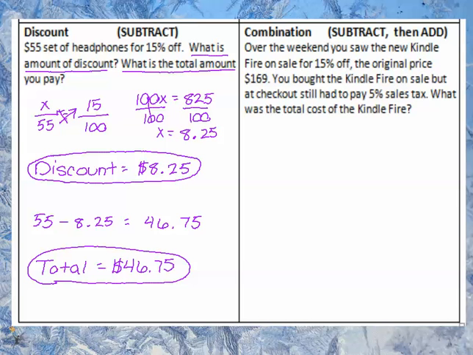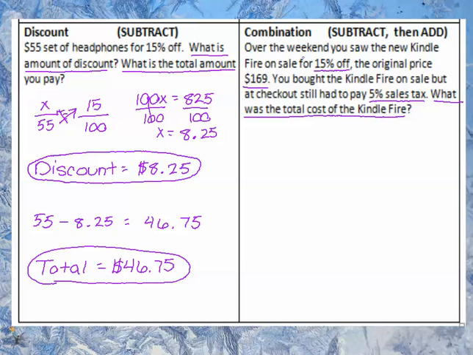Alright, so now that we've gone over simple tax, simple tip, and simple discount, let's work when we actually have a combination of the two. So for this problem, we're going to do the combination. We're going to subtract and then add, and we're going to talk about why in a second. So it says, over the weekend you saw a new Kindle Fire on sale for 15% off. The original price was $169. You bought the Kindle Fire on sale, but at checkout you still had to pay 5% sales tax. What is the total cost of the Kindle Fire?